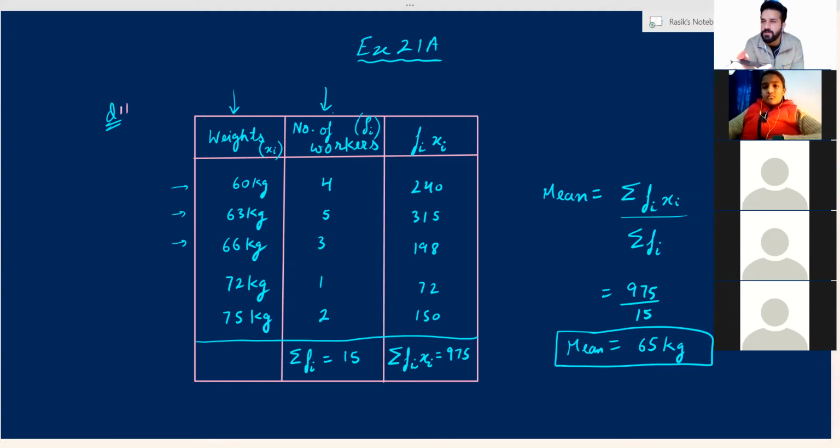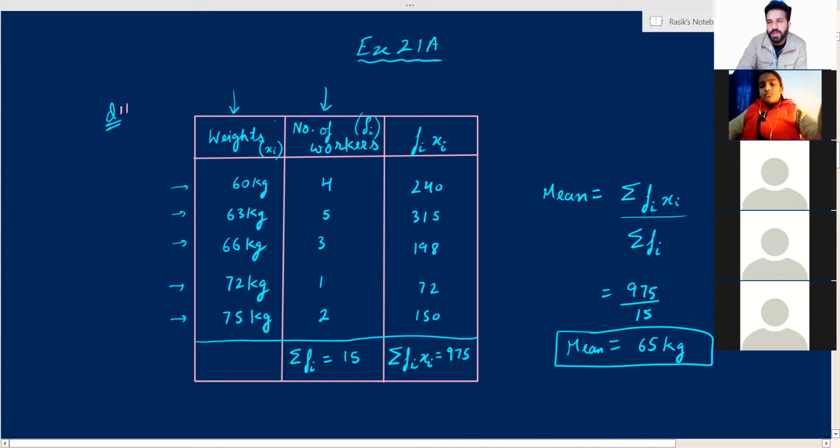Understood? Frequency you all know. How many workers have 63 kg weight? 5 workers. And how many workers have 75 kg weight? Look at the table and tell. 2 workers have 75 kg. Okay. Now this is known as Fi.